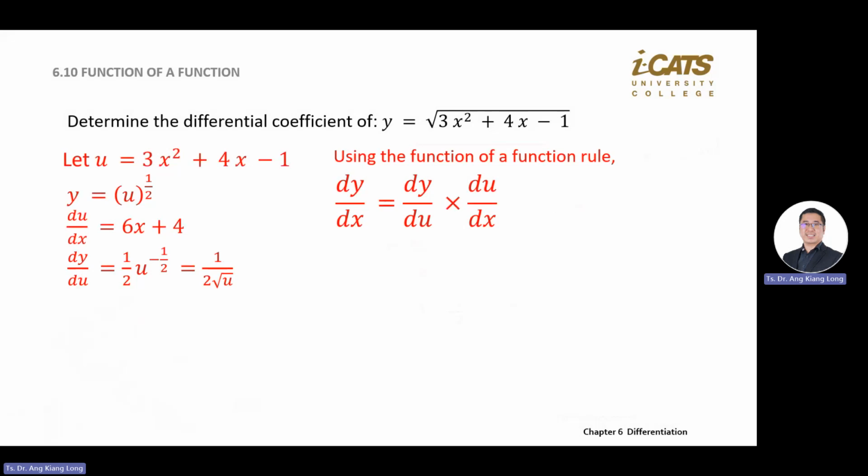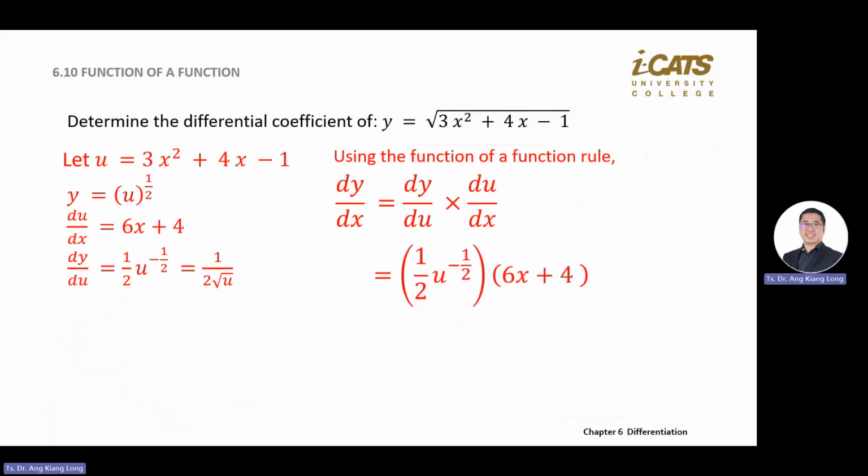Then again, write the function of function rule: dy dx equals dy du multiplied across du over dx. Don't write dot. These rules don't apply with a dot. This rule is cross.